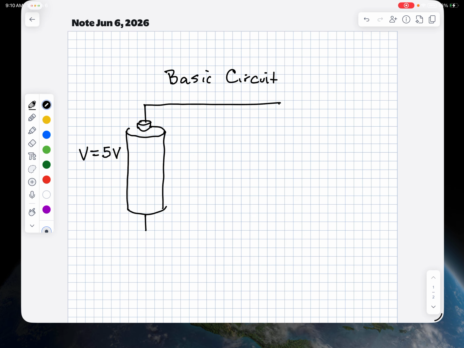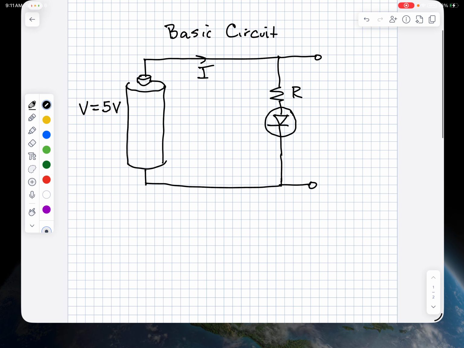Anyway, we're going to connect that to a resistor. The job of this resistor is to control the current going to an LED. So I'm going to draw an LED. This is the symbol for a diode. Sometimes people put a circle around it to show that it's an LED. LED stands for light emitting diode, and the nice thing that I like about that is it shows the dependency on current.